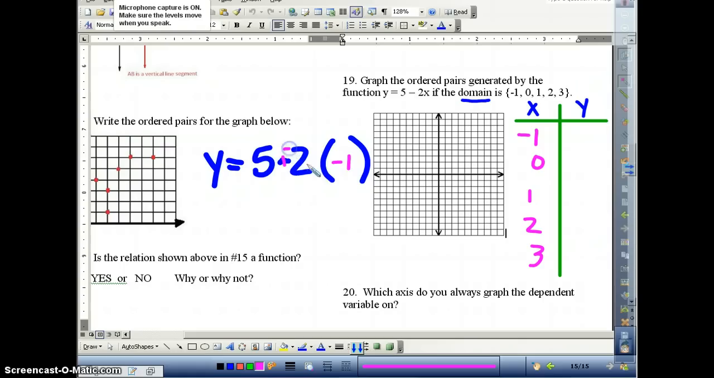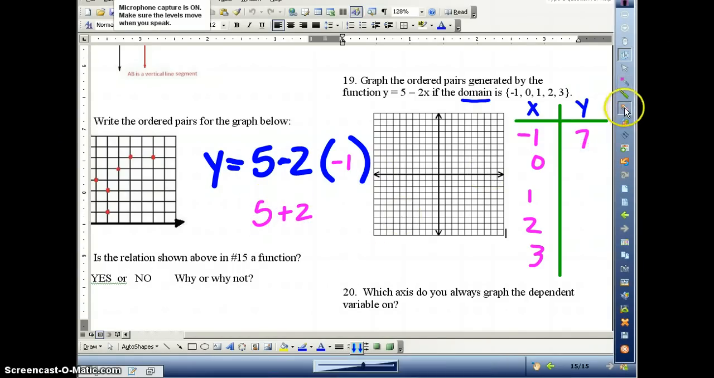If you add a line and change the sign, that's a -2. We're adding a -2. Order of operations says you have to multiply before you add or subtract. What's -2 multiplied by -1? -2 times -1 is +2. So this turns out to be 5 plus 2, which gives you 7. So let's graph that. -1, 7, right there.